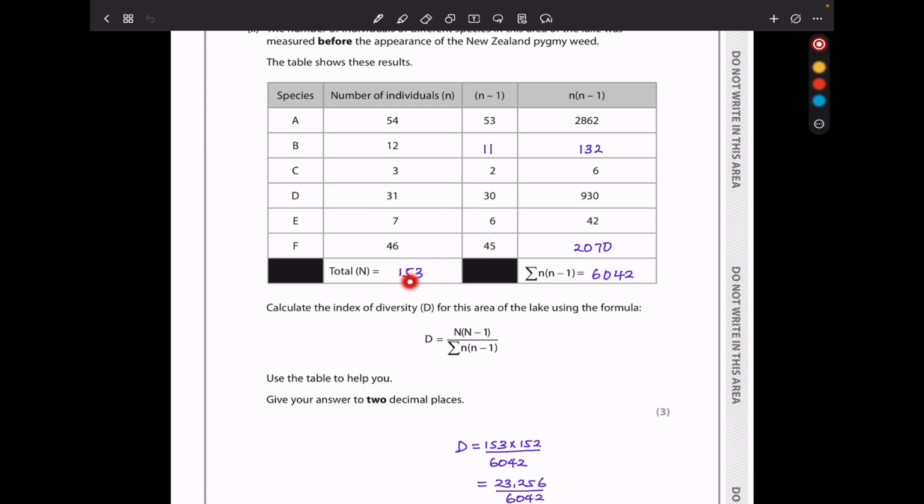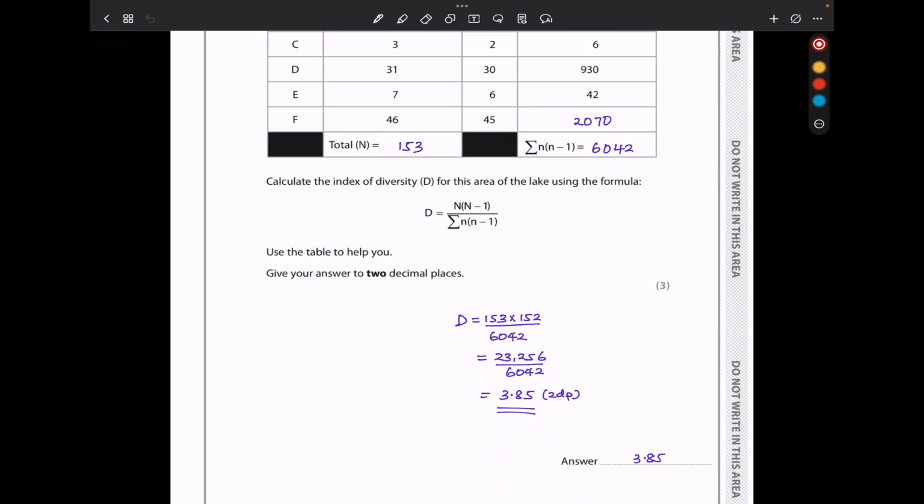In here we needed to find the sum or total n, which is going to be 153 if we add everything up. And here, adding everything up gave me that. So substituting the components into the diversity index formula, I got that times capital N minus 1, which is going to be 152, divided by the sum of small n into small n minus 1. And I got 3.85, which is to 2 decimal places as required. And this was my answer.